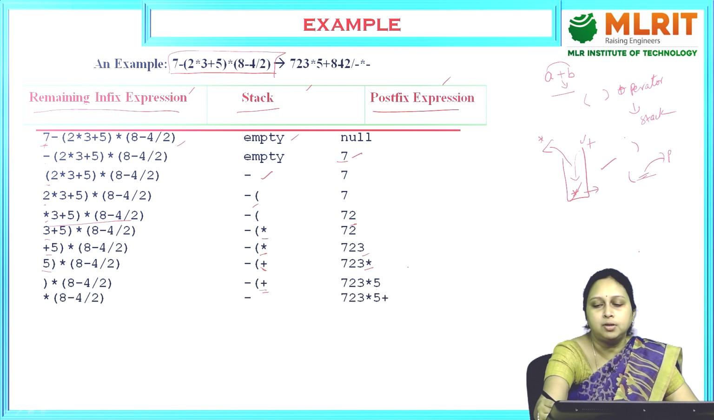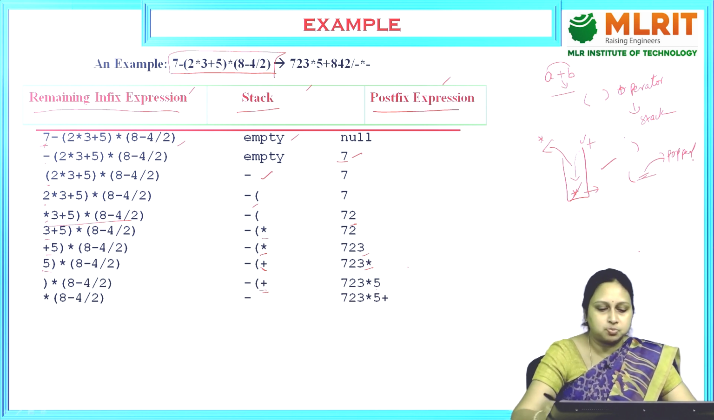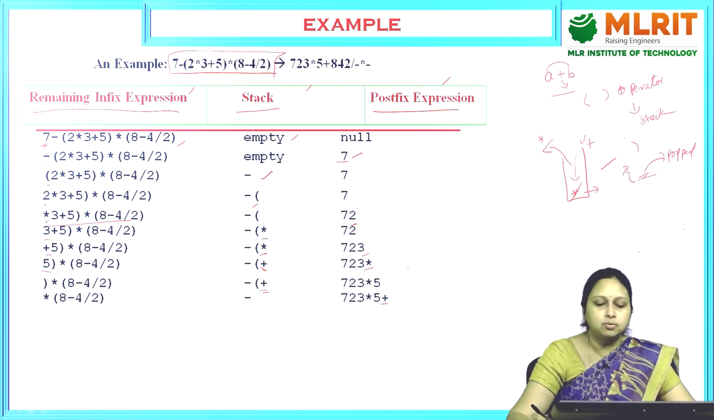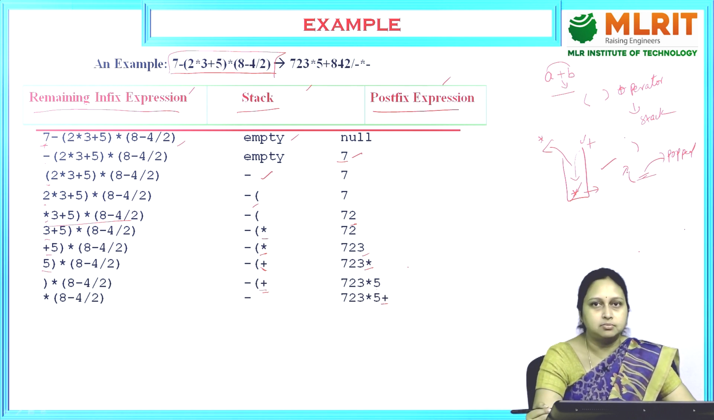Those are going to be popped out and displayed in the postfix expression. That's why we are going to pop plus, and we are removing the left parenthesis also, and we are not going to display it. Once again, I am repeating, you need to check the algorithm when you are going to solve this example, right?